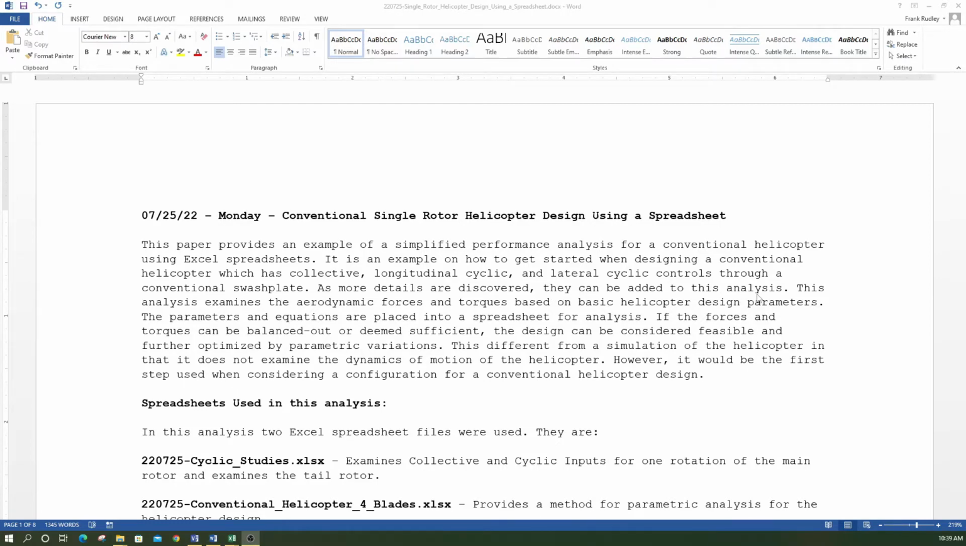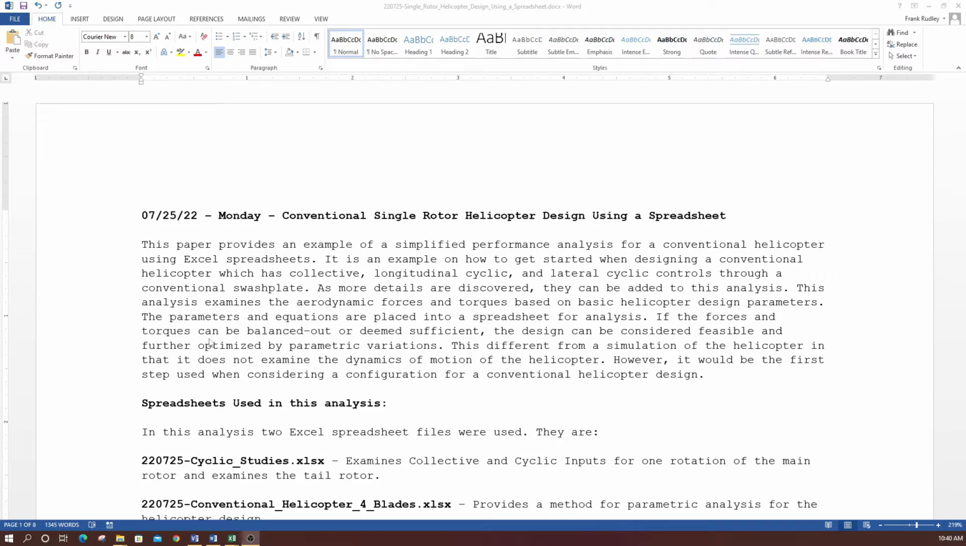So as more details are discovered, they can be added to this analysis. For example, as more things are found, different sources of drag, other sources of lift, other details, the skids, things that you could add into it, they could be added to this analysis so that more details can be analyzed. So this analysis examines the aerodynamic forces and torques based on basic helicopter design parameters. The parameters and equations are placed into a spreadsheet for analysis. So in this case, we did two spreadsheets for analysis.